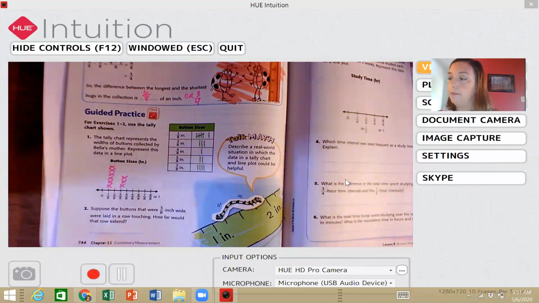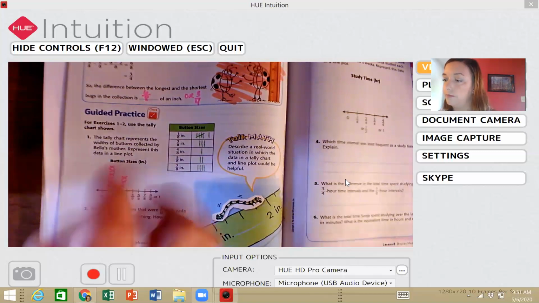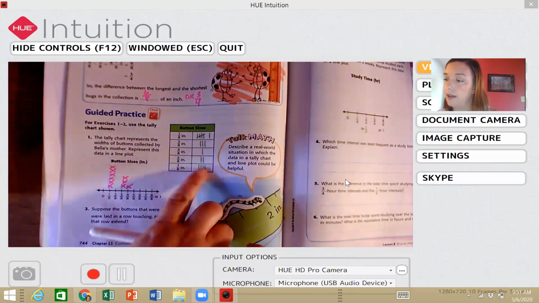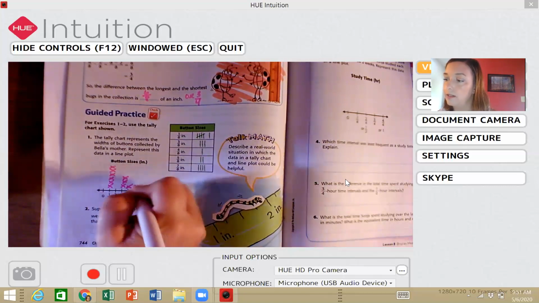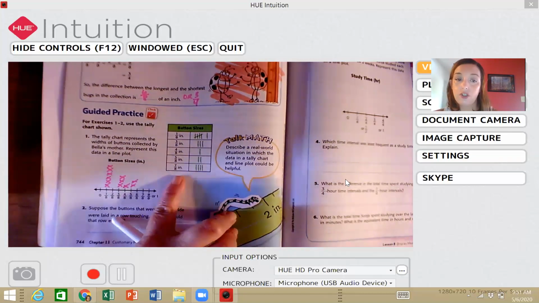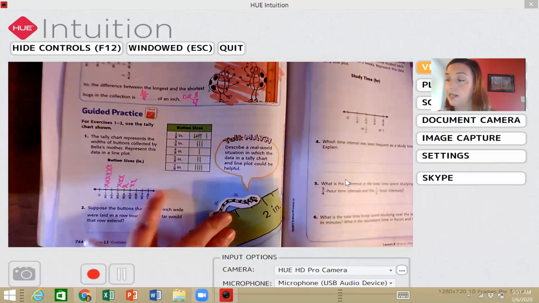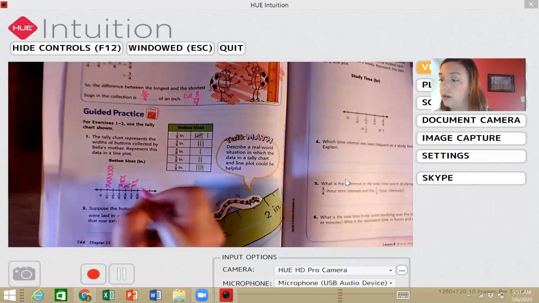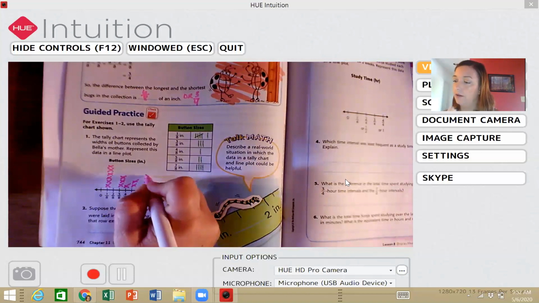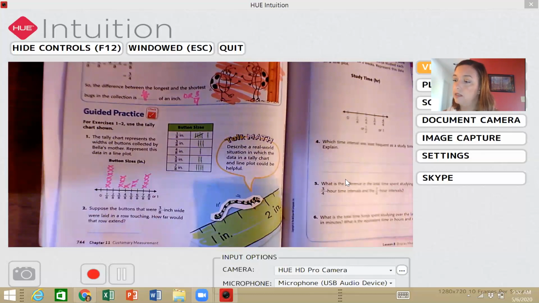There is 1 button that was 4/8. There are 2 buttons that are 5/8. So I'm going to mark 2 X's. And then there are 4 buttons that are 7/8 of an inch. So that means we're skipping 6/8 and we're going to 7/8, and I need to mark 4 X's. 1, 2, 3, 4.